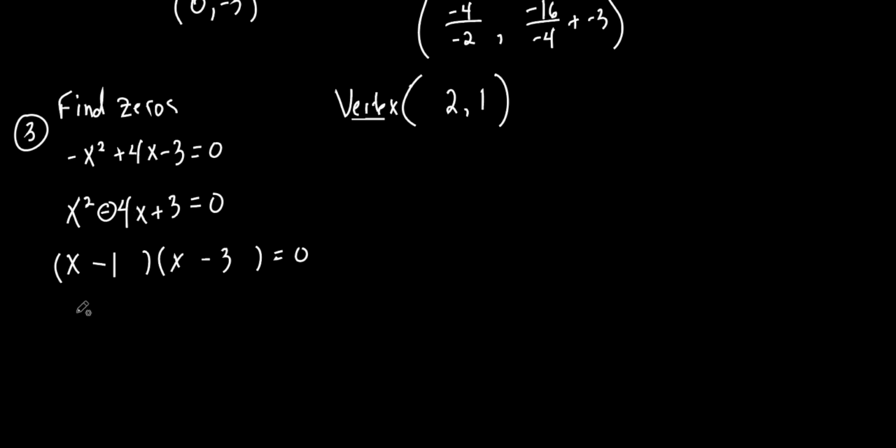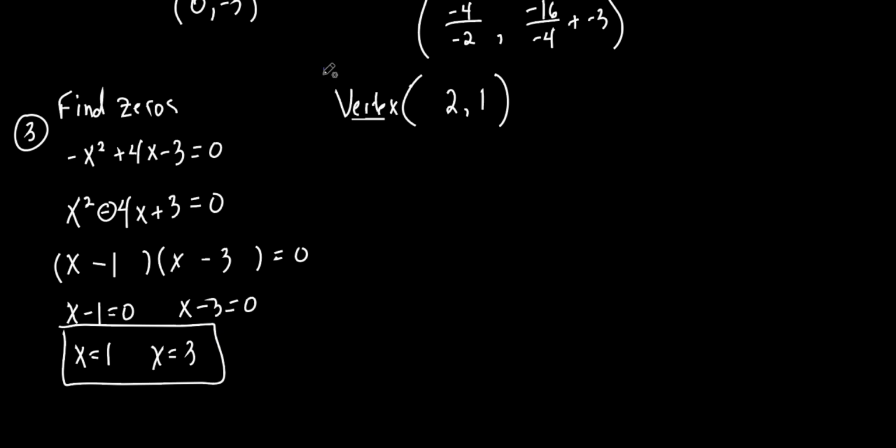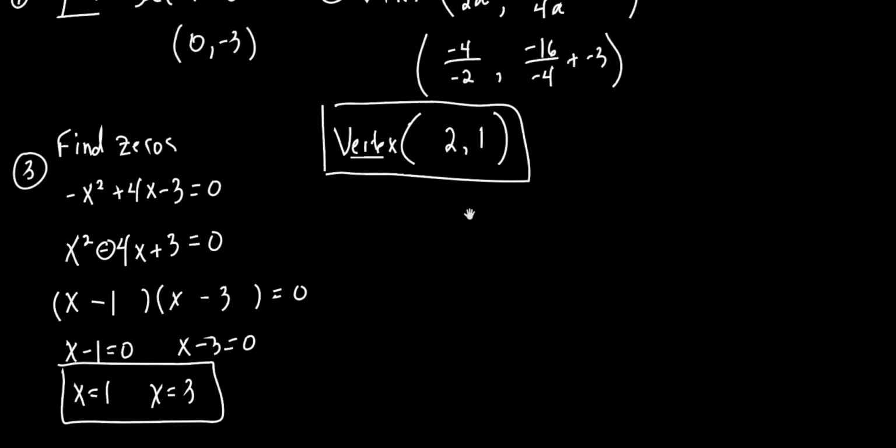Now, what do we do with this? I'll show all the steps here, just in case you get lost when you're looking at your notes. So we set them both equal to 0, and then we add a 1 to both sides. So x is 1 and x is 3. So there you go. I'm going to put the important points in a box. Is that all right? It is all right. So these right there are what we're going to use to graph.